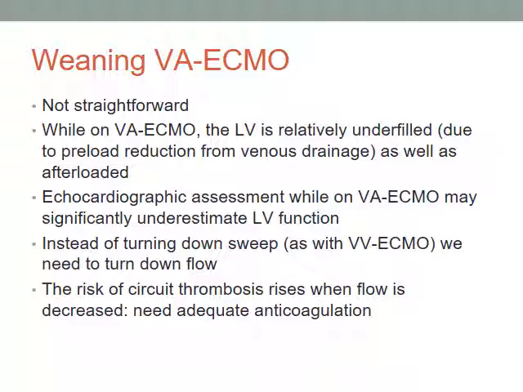In VV, we turn down the sweep. In VA, we need to turn down the flow of the circuit. And as we turn the flow down, we're doing two things. One is we're taking less venous blood out, so the LV will start to fill and can contract better. And we're also not supporting the blood pressure and left-sided flow with ECMO as much, which will also encourage LV ejection. So we turn that down and see what happens. Either the patient's blood pressure tanks and we say some bad words and put them back on, or blood pressure does pretty well and things look pretty good.